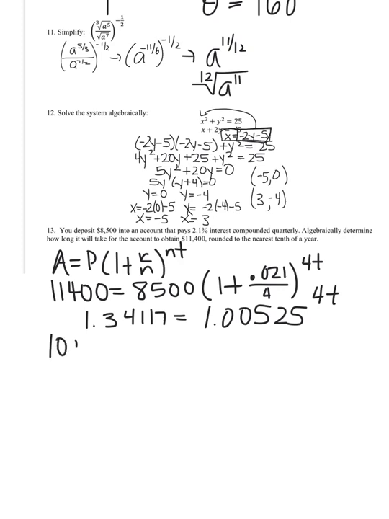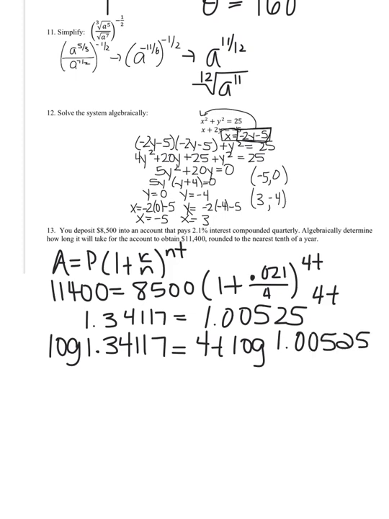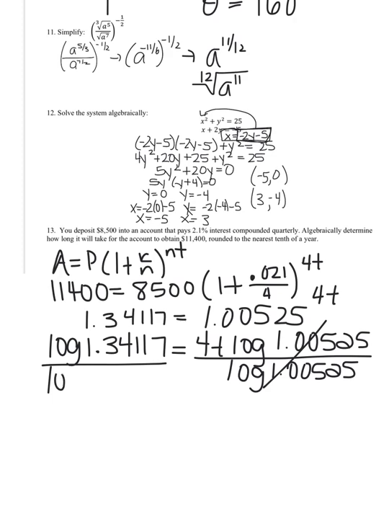So then you take the log of both sides. That way you can bring down the exponent on the right side. So you have the log of that equals 4t log of 1.00525. You divide by the log of 1.00525. So it'll cancel over here. Remember, you're not rounding early in your calculators.